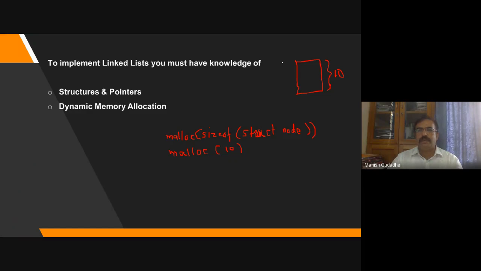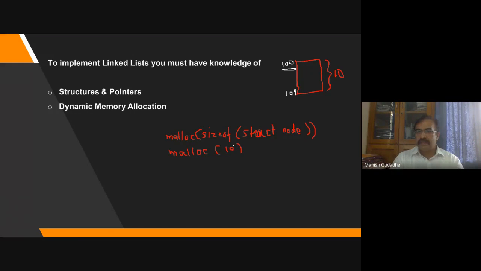Let us say that memory piece is starting from 100. So 100 to 109 are the locations which are kept reserved by this malloc function. Malloc has reserved these 10 locations starting from 100. So what is malloc returning? Malloc is reserving the 10 bytes and returning its base address. So it is going to return an address. That means it is going to return a pointer.